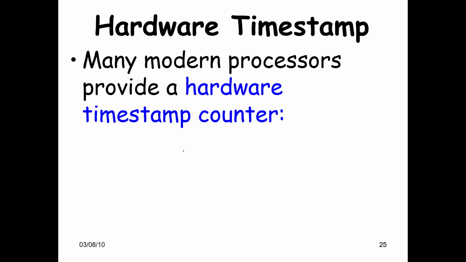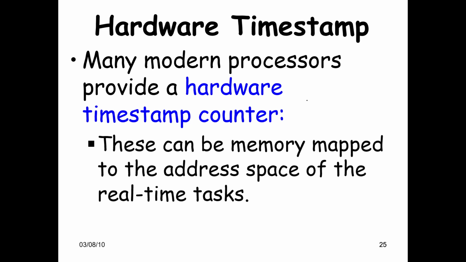There are a few other mechanisms as well. Many modern processors provide a hardware timestamp counter. This is basically a special kind of counter that is mapped to the memory address space of a real-time task. So a real-time task doesn't really have to make a system call and go through the OS to get the value of the time. It can directly read the value of the hardware timestamp counter from a given memory mapped address, and that will give it the time.